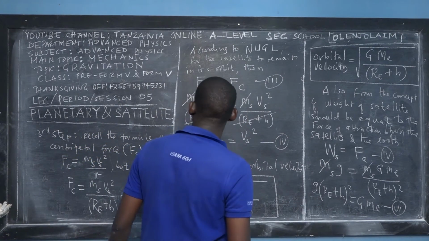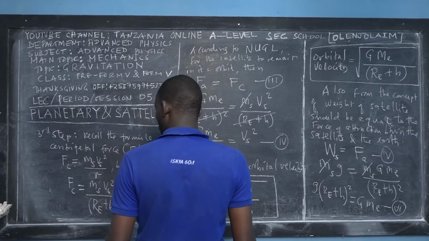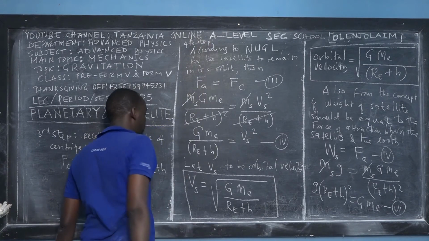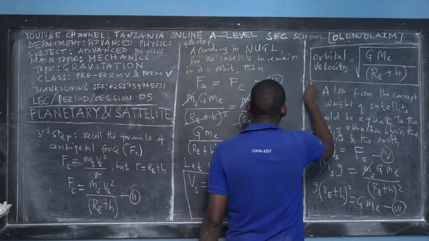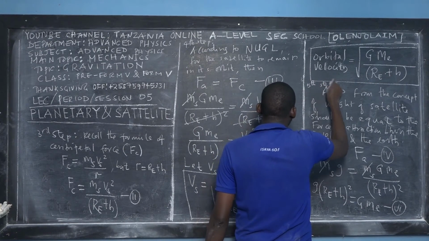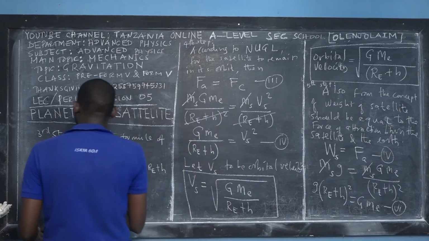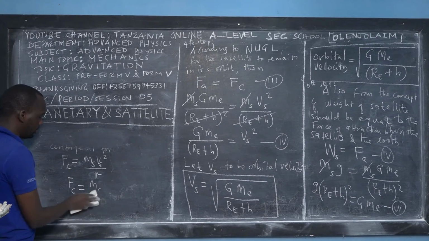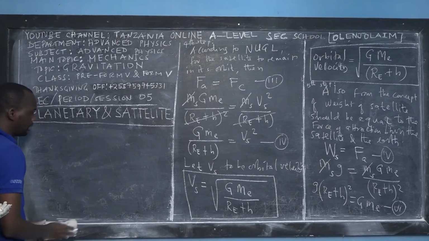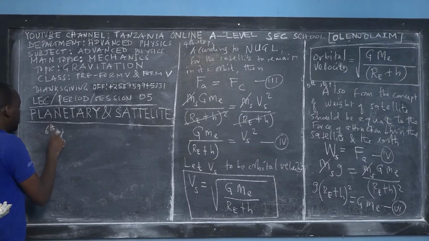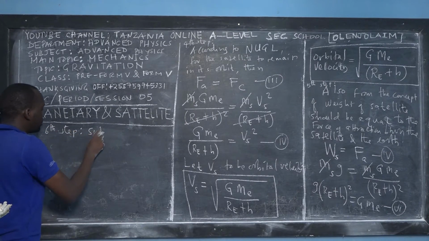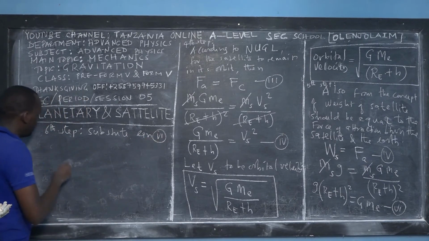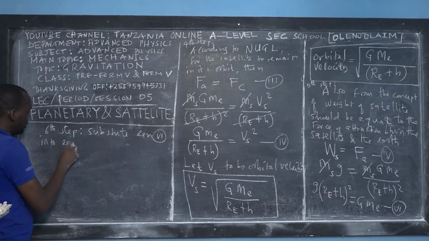I think that because we've been following some steps, we say that according to Newton's universal law, this was the fourth step of the derivation. Then now this is the fifth step. So I want to take you to the sixth step. In the sixth step, we want to substitute equation 6 into equation 4.